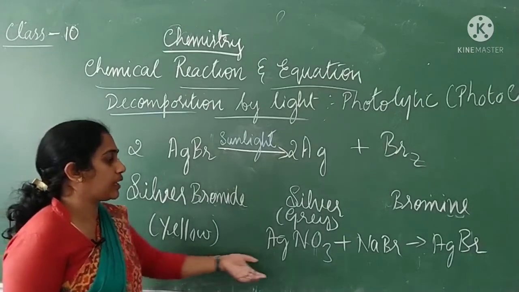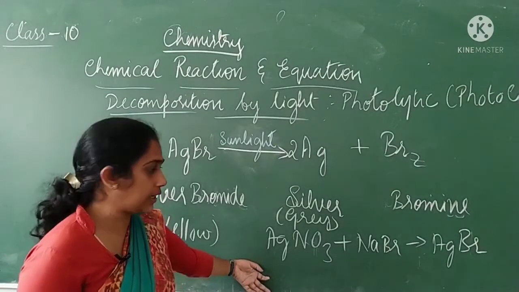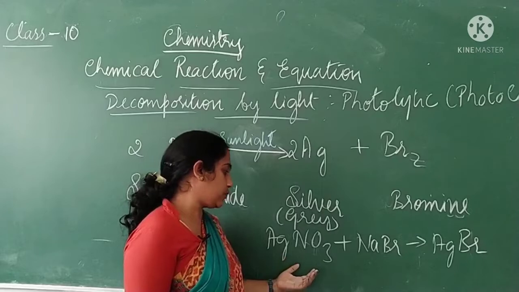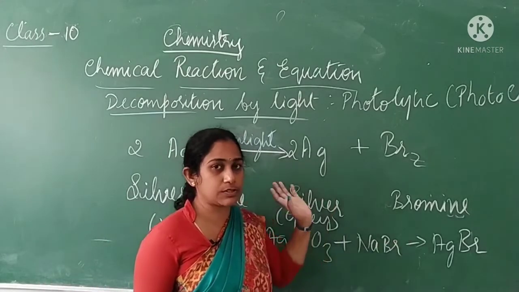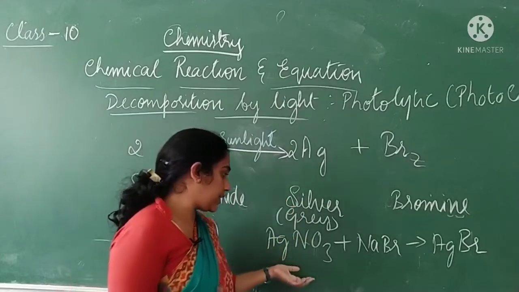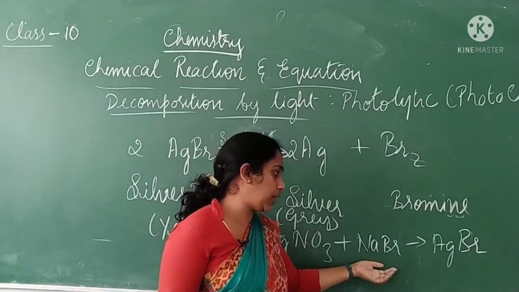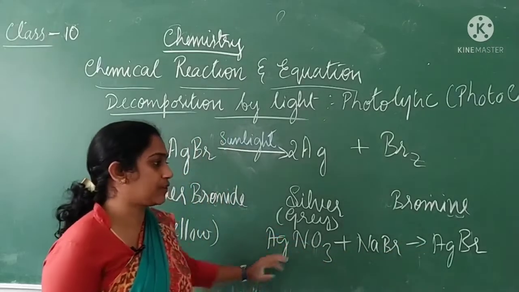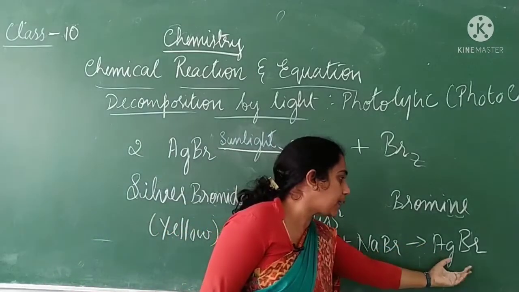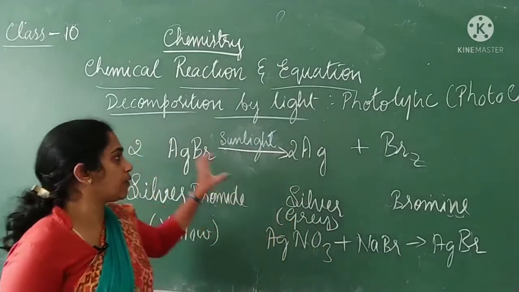This is also obtained in the same manner as silver chloride. Here we make silver nitrate react with sodium bromide, whereas there it was with sodium chloride. When silver nitrate is made to react with sodium bromide, you get silver bromide. Again, this preparation is not needed for you, I said it just for your reference. So we are getting a salt called silver bromide. We have to learn this one now.